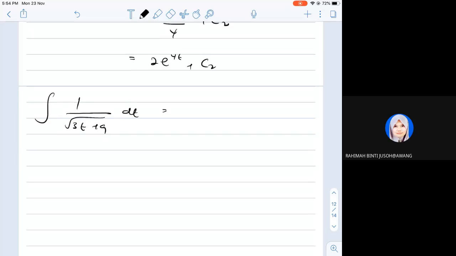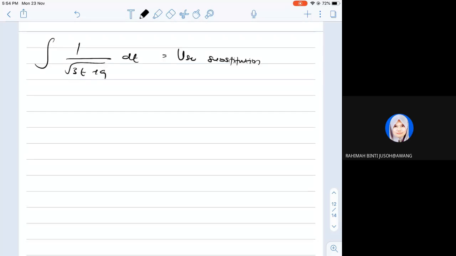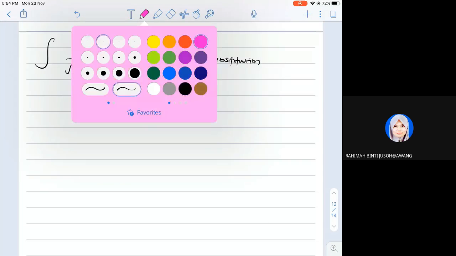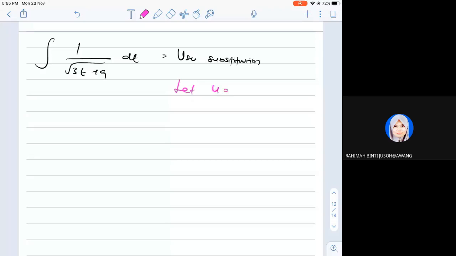First step when you have this type of question, in order to solve this, we need to use substitution. Let u equal 3t plus 9. If we differentiate u, we will get 3 dt. So dt becomes equal to du over 3.